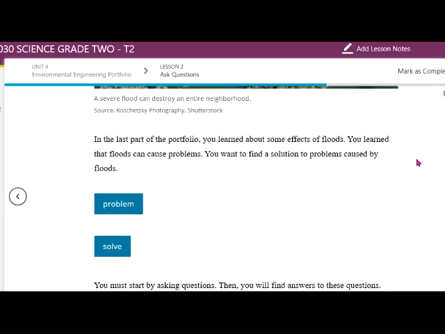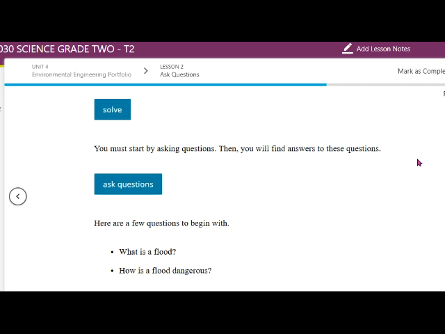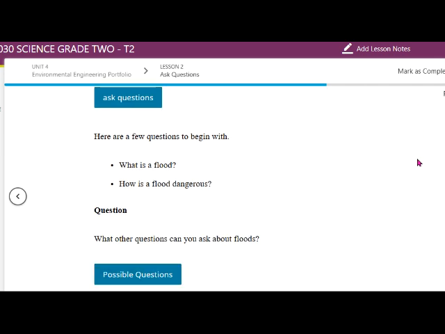In the last part of the portfolio, you learned about some effects of floods. You learned that floods can cause problems. You want to find a solution to problems caused by floods. You must start by asking questions. Then you will find answers to these questions. Here are a few questions to begin with. What is a flood? How is a flood dangerous?